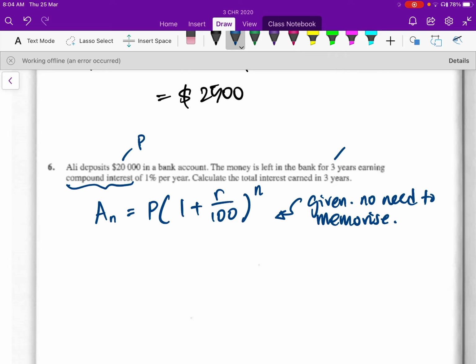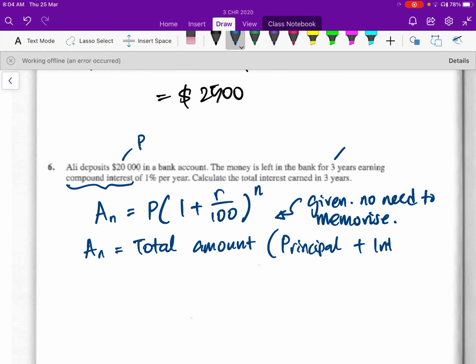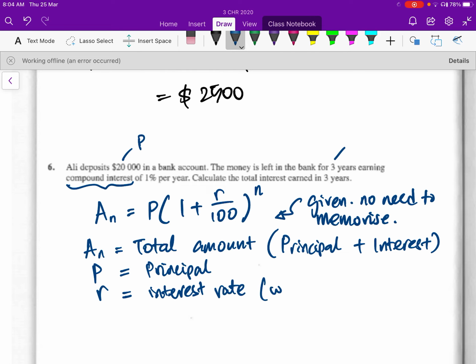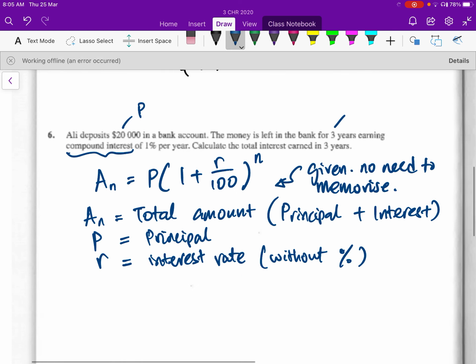What does A_n refer to? A_n equals the total amount, which is principal plus interest. So P is the principal, and R equals the interest rate without the percent, that means just the number over here, 1.